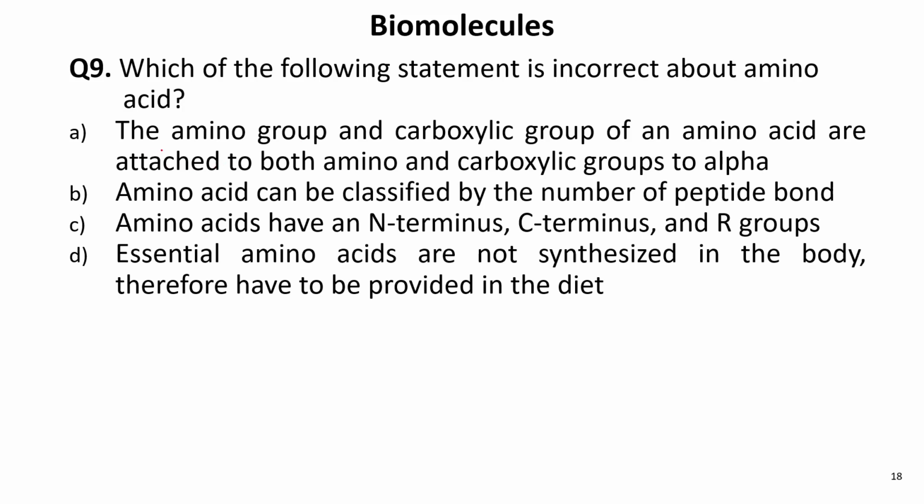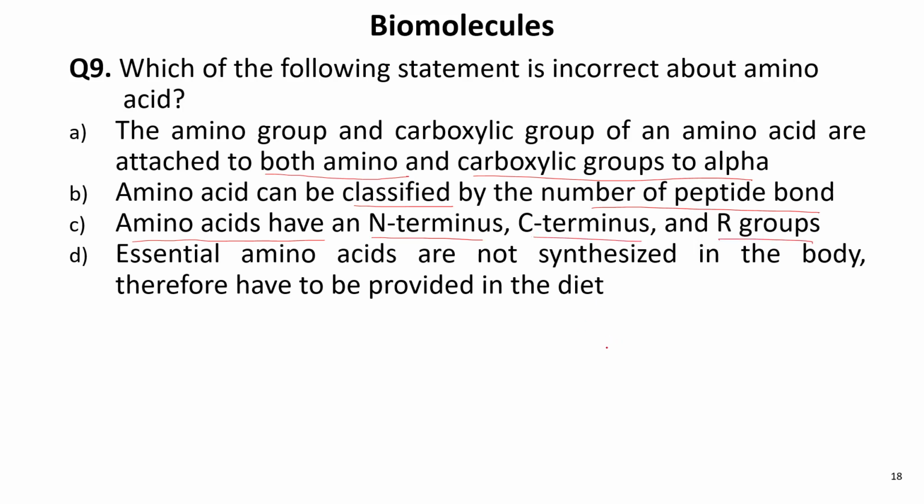The first one: the amino group and the carboxylic group of an amino acid are both attached to the alpha carbon. Amino acids can be classified by the number of peptide bonds. Amino acids have an N-terminus, C-terminus, and R group.